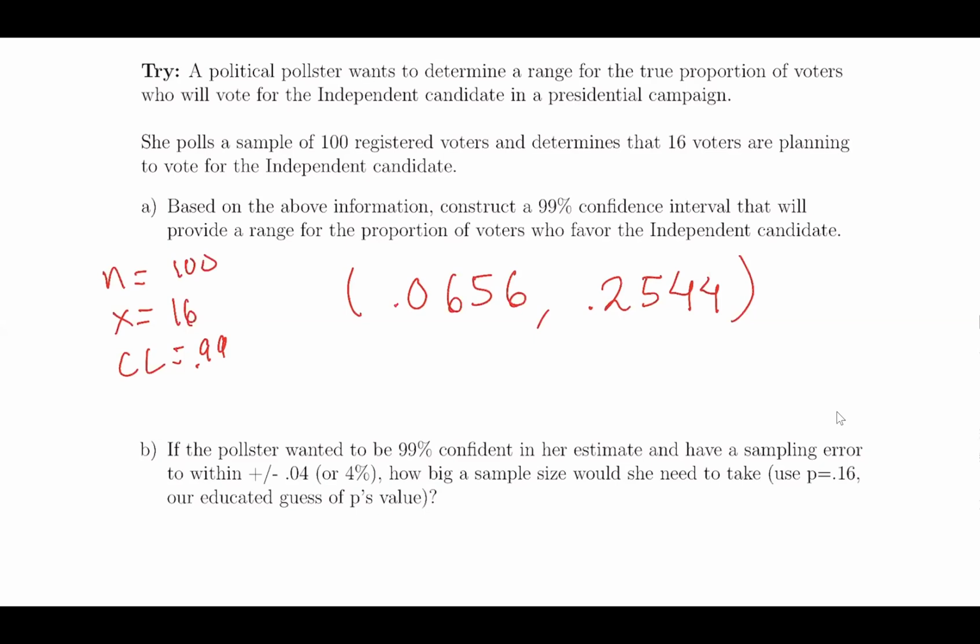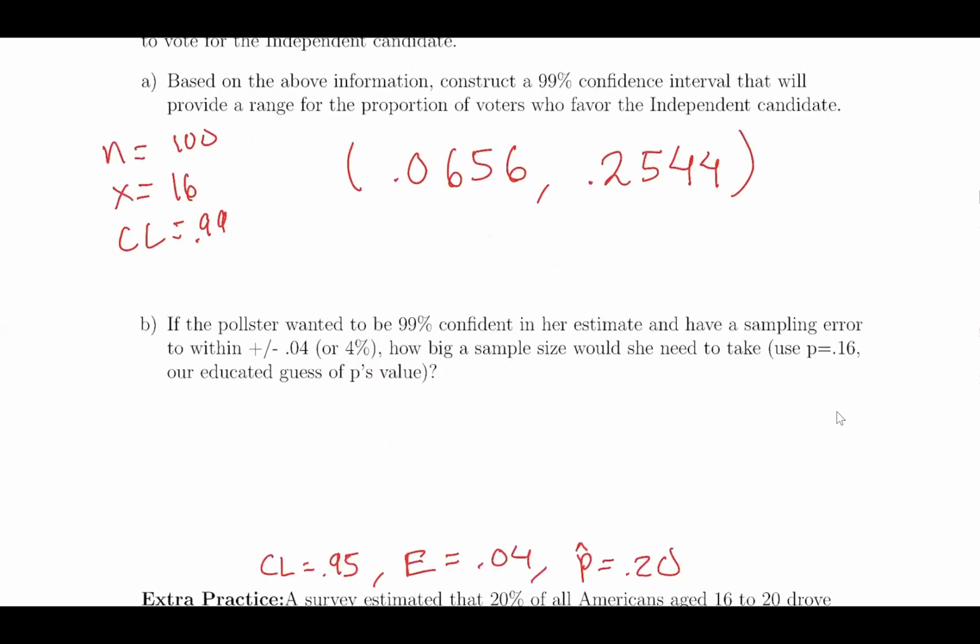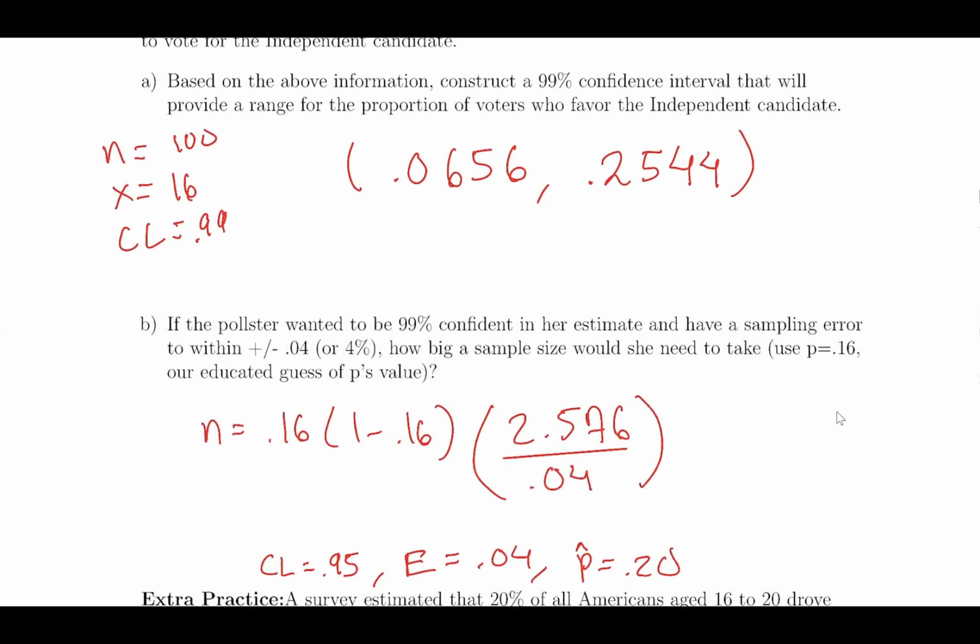Anybody got the answer for part B? Let me check that for you, Nancy. Yeah, good. So for part B, you should have gotten n is equal to 0.16 times 1 minus 0.16, and then you get 2.576, all divided by the margin of error, which is 0.04. And you square, and you should get 558. And that's all you had to do for part B.